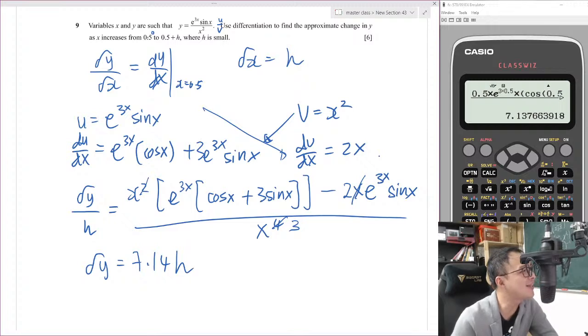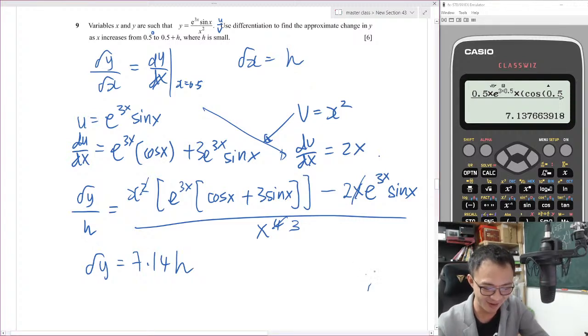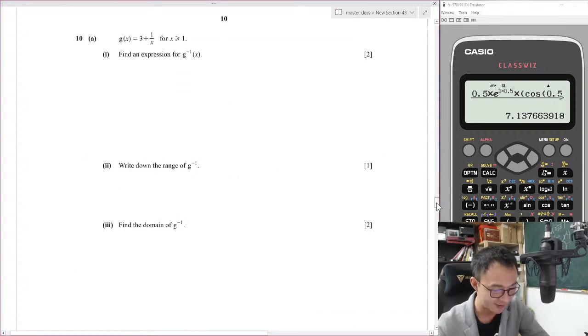I don't see anything like you mentioned about 1000 over x squared. I think it's a different question. It's not this one. Okay, so please allow me to move on to the next one. Number 10.